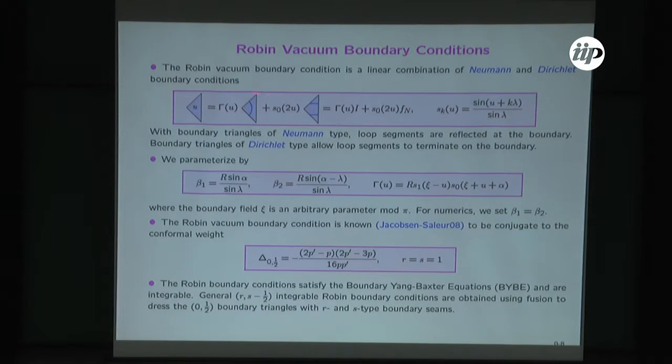This boundary vacuum condition had already been studied by Jacobsen and Saleur in 2008, and what they found was that it's conjugate to the (0, 1/2) operator. So if you just formally set R equal to 0 and S equal to a half in the Kac formula, you get this conformal weight, and that's what they observed numerically.